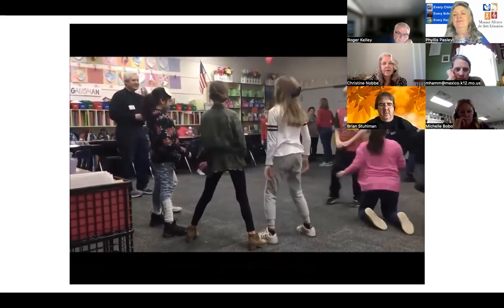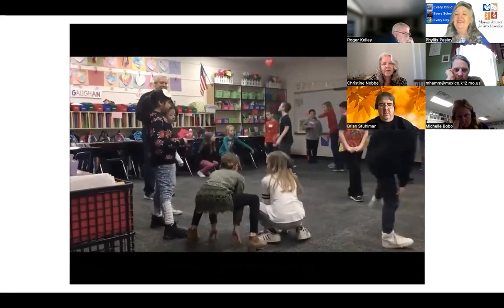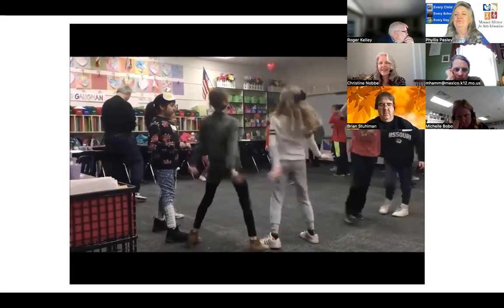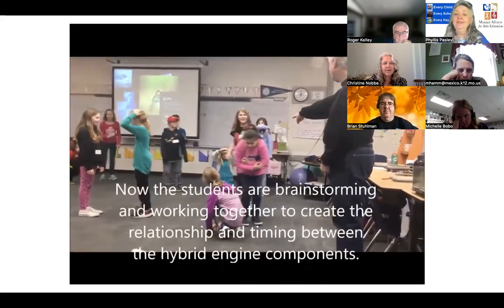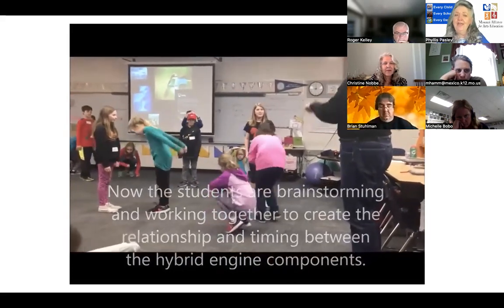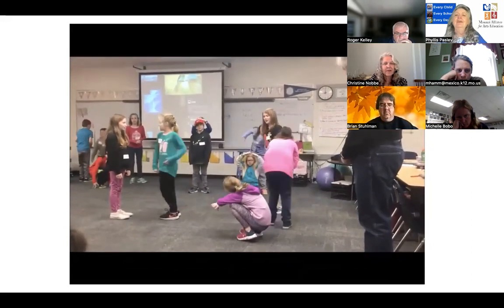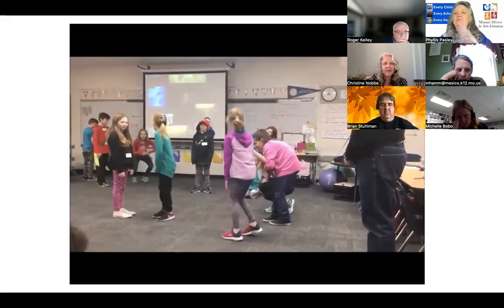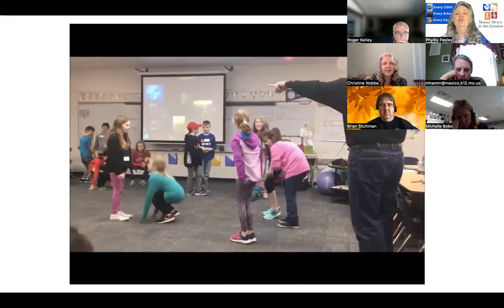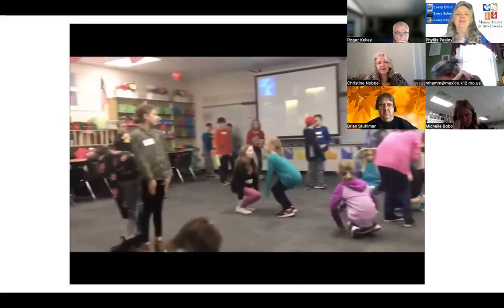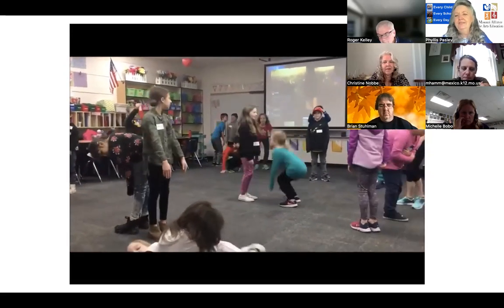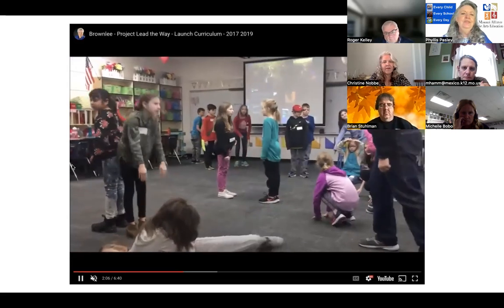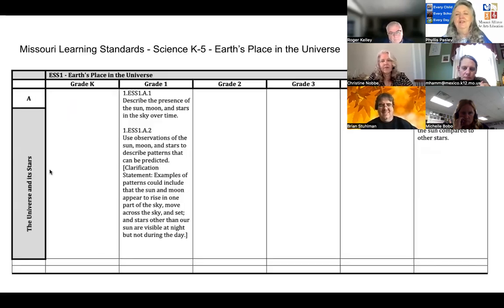So at this time, they are coordinating their movements to indicate that particular aspect. And then in the final little piece here, it is looking at the sense of timing for the different motions that are happening for the different components of the engine. One portion works prior to or after another, and they are trying to work out the timing aspects of that. So that's just an example of the way movement or dance could be in your classroom.